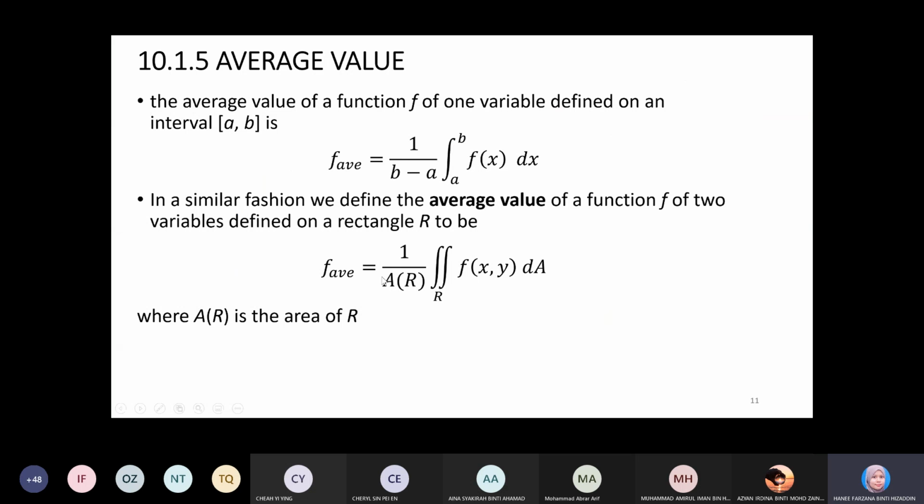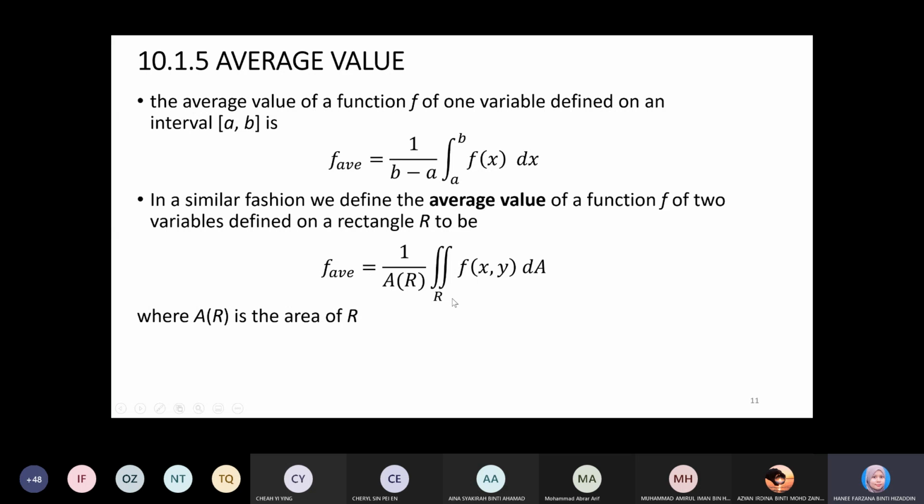Right, next is the average value. So the average value is basically if you have a function f of one variable, so f of x, defined in the interval a and b, you can get the average value by dividing the integral of f(x) with respect to x from a to b by b minus a, the interval itself. So in a similar fashion, we can define the average value of a function of two variables. Now you have f of x and y, and instead of dividing by the interval b minus a, you are dividing by the area of the region R.